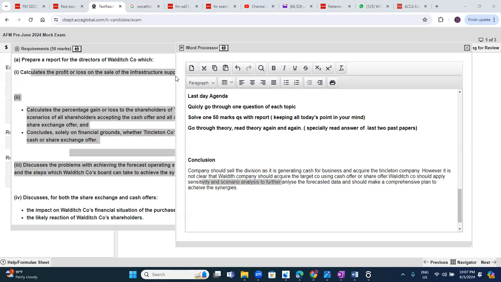There can be a repetition in these points. So just go through all the theory. That's why I'm saying do not spend time on solving questions. Solve one question, just one question, a 150 marks question, and spend the rest of the time on the theory.